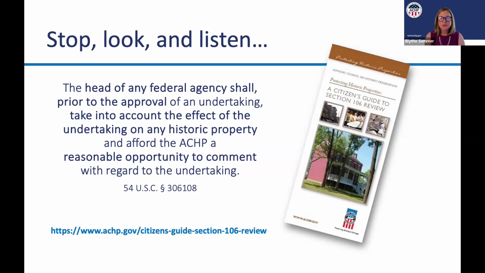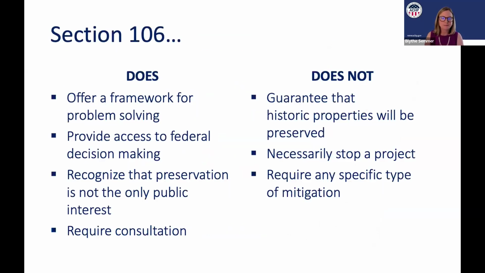So this results through the Section 106 regulations, which provide the how-to instructions to federal agencies in terms of how to meet this requirement. It results in a four-step review process that requires consultation with certain parties and also offers opportunities for public review and comment. And so this resource that we have the URL on your screen, the Citizen's Guide to Section 106 Review, describes it overall in very plain language and talks about how any member of the community or the public might interact with or get involved with Section 106.